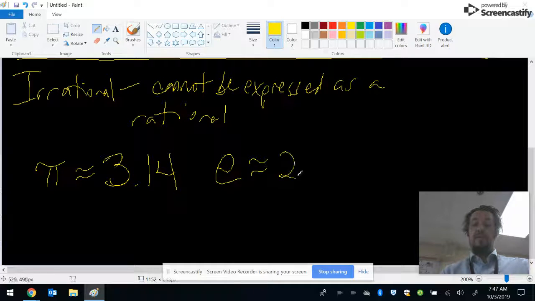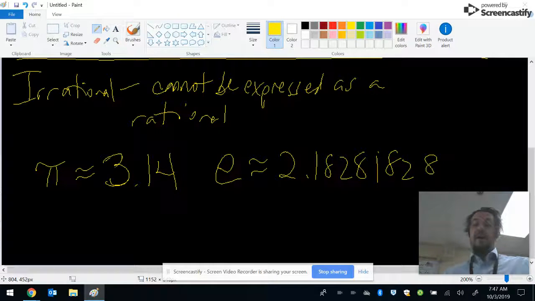Similar with e. e is approximately 2.71828 1828. But again, it's not equal to that. And then essentially, this is another set of irrational numbers you're going to come up with.